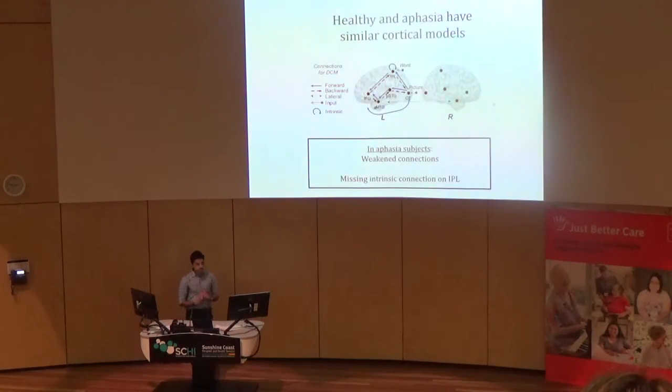What we found from our study was that healthy and aphasia participants have very, very similar cortical models of activity. The key difference in aphasia subjects was that the connections we modeled were weaker, and they were missing this key connection here. This is what's shown for the healthy controls. They have this long connection connecting our visual area all the way to the higher order inferior frontal gyrus. But they were missing this adaptation to language processing.